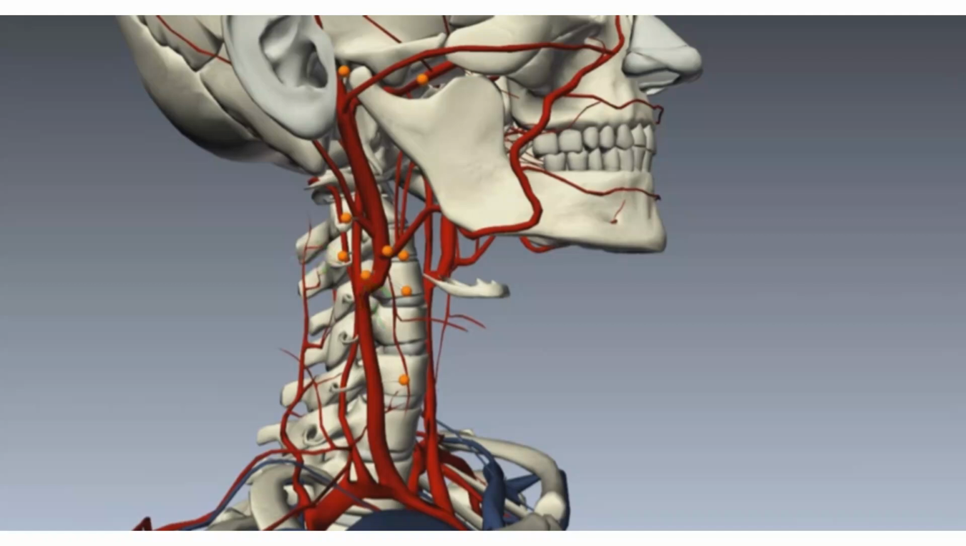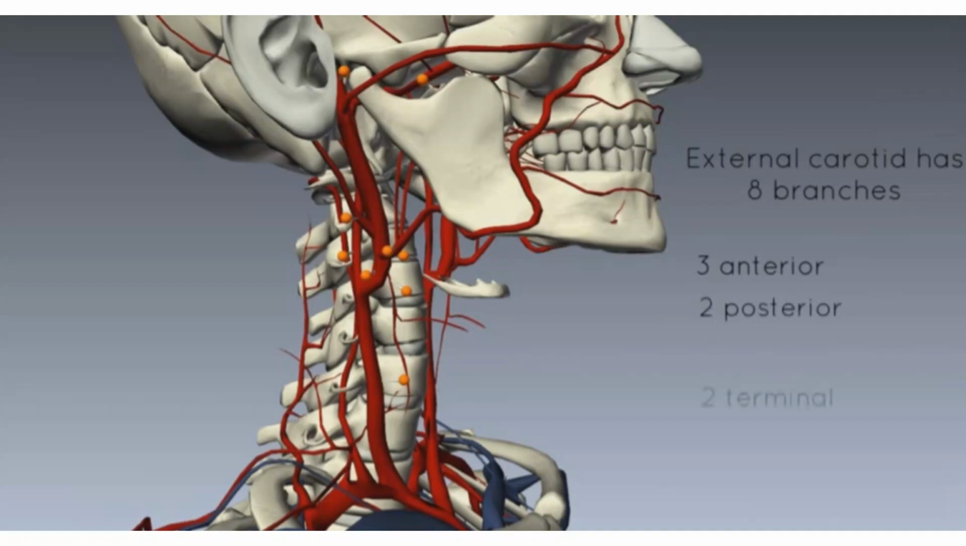The carotid system supplies all the structures in the head and neck. The internal carotid artery doesn't have any branches in the neck, but the external carotid has 8 branches. You've got anterior branches, posterior branches, terminal branches, and one medial branch. We'll take a look at these various branches.